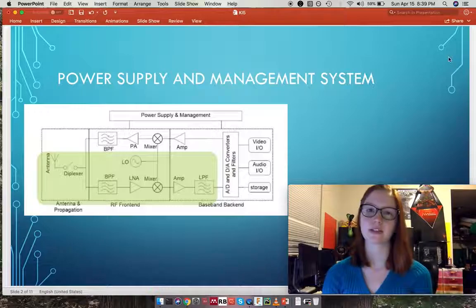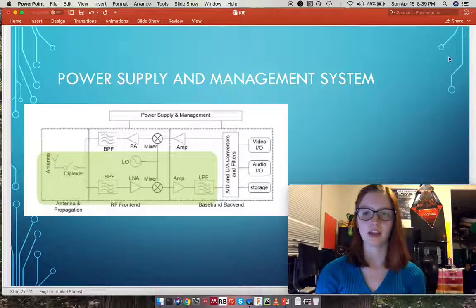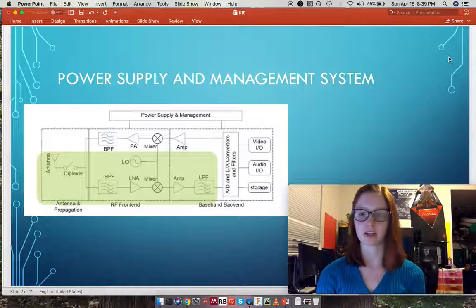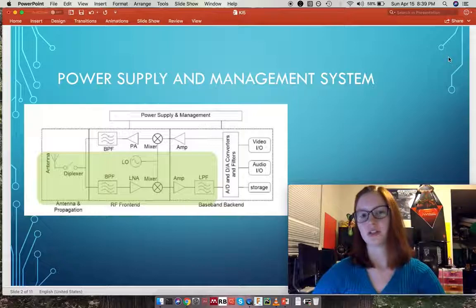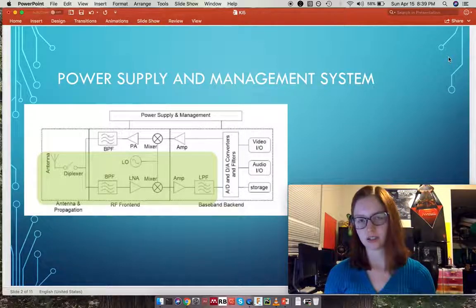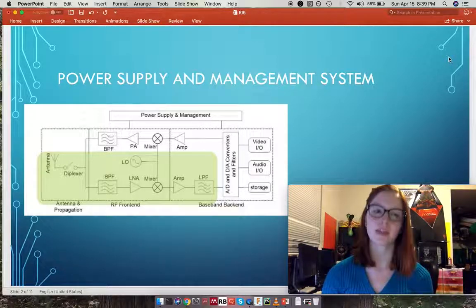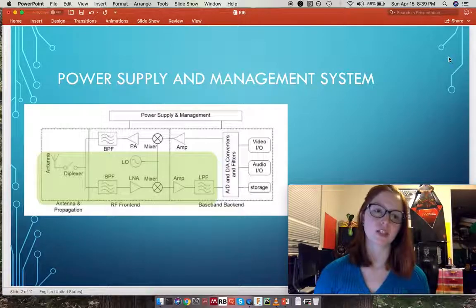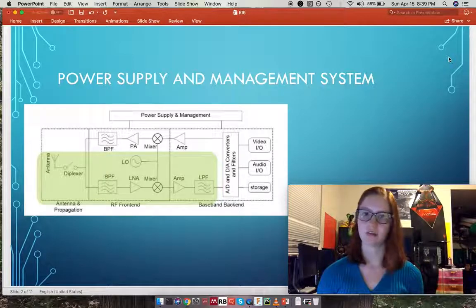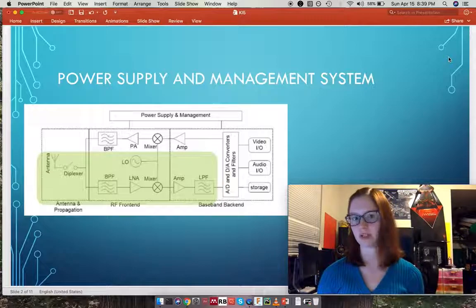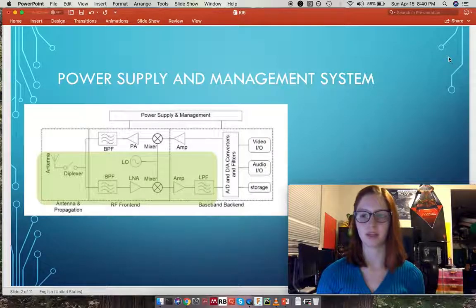So here is our power supply and management system. And you can see that we're going to be talking about the other side of the circuit that we talked about in Knowledge Integration 4. So instead of sending out a signal, we are now receiving a signal with our antenna. You can see we have this antenna and it's going through a diplexer, and then we're going to be filtering it and mixing the signal and overall trying to get it back into the form that we want it to be when we first sent the signal in KI4.